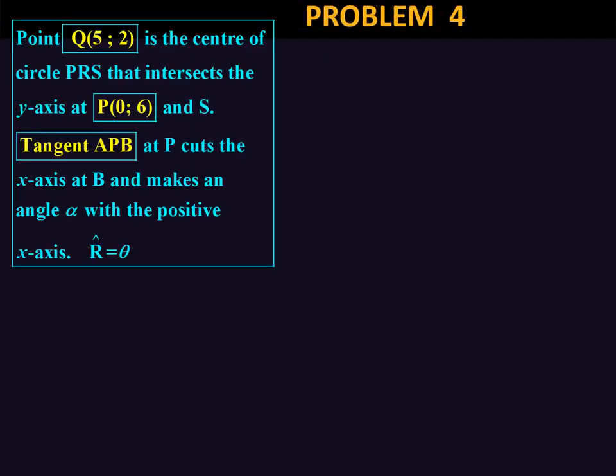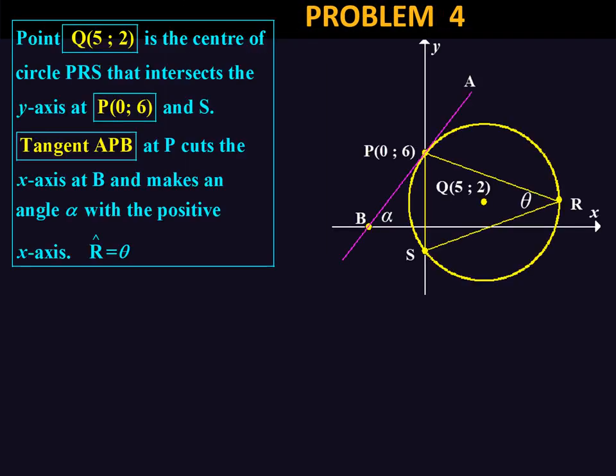Now let's look at problem 4. There we've got the given information, and that's the diagram. So again, as usual, let's read Q52. So there's point Q, and that's the center of the circle, right? And the circle is PRS, so that's the name of the circle. And P is a point on the y-axis, (0, 6). APB is a tangent, that's that purple line there. It cuts the x-axis at point B, so that's the x-intercept. And we've got an angle of alpha there with the tangent, and angle R is theta, right?